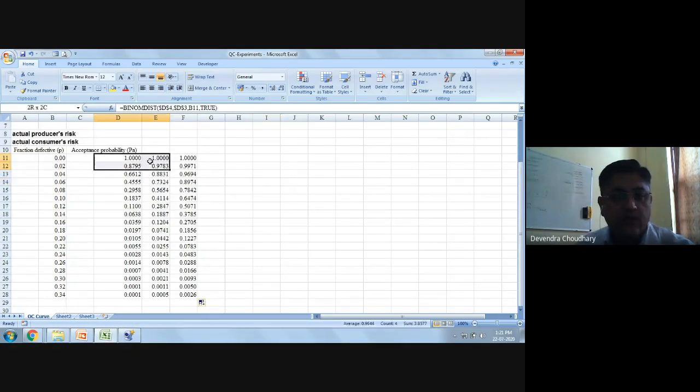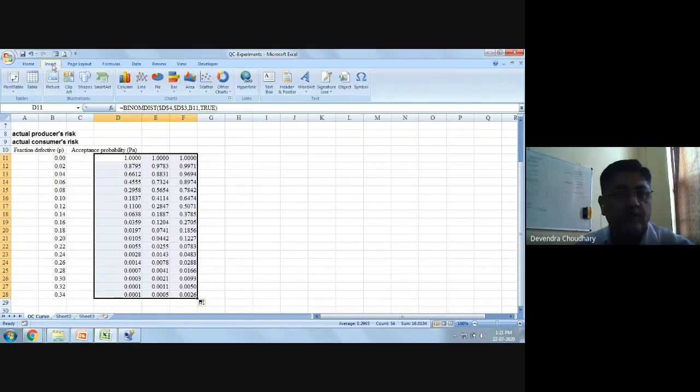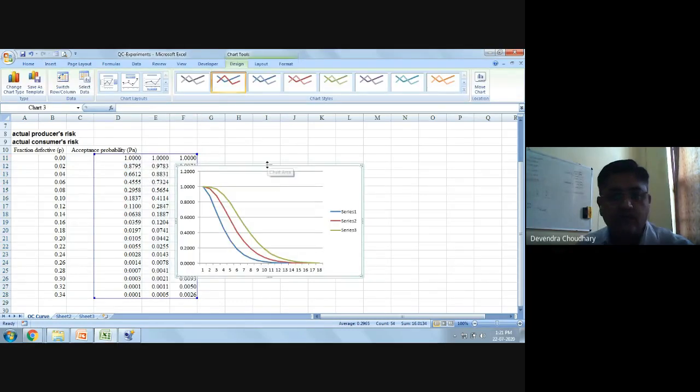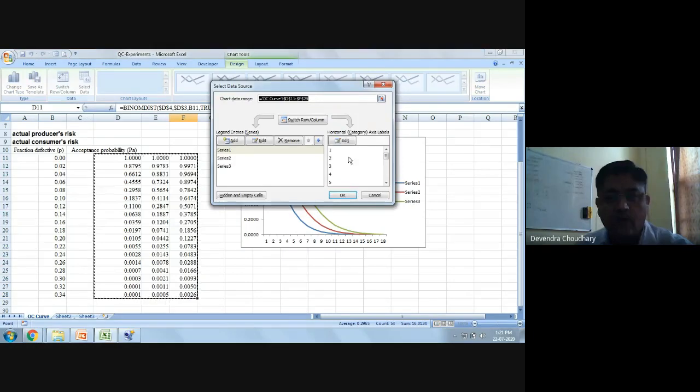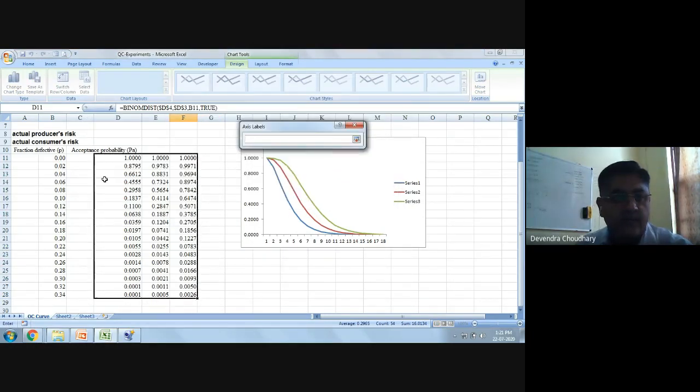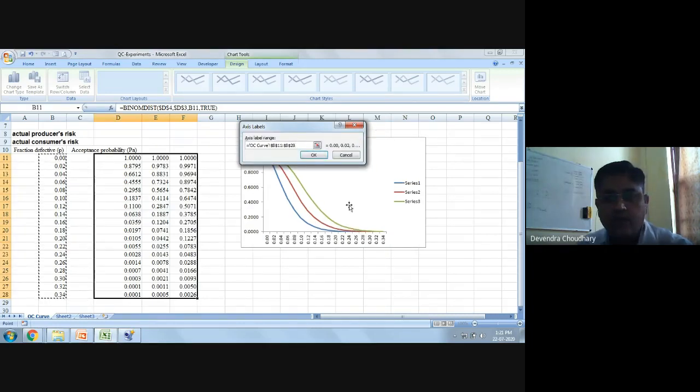We select all these values and go to insert, line, and select this one. Okay, so you get the curve. Three curves. Here you can select these horizontal lines and then relate them. Now you go to select data, on this horizontal category, edit, and you select these fraction defectives. So when you select, you get these values here.